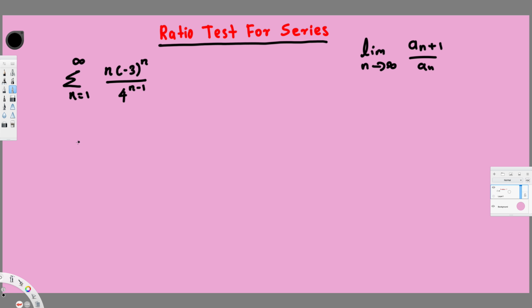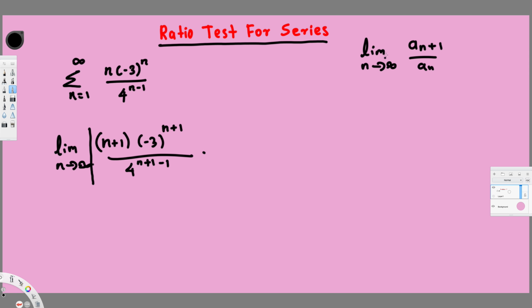So here we take the limit as n approaches infinity, and this is going to be n plus 1 times minus 3 to the power n plus 1, since we have n in the power, we add 1 to that. In the denominator we also have power n, so we add 1 to that, minus 1, and then we divide this by the original function. So we take the absolute value, which is another condition we have to follow. Dividing by this is the same as multiplying by the reciprocal.